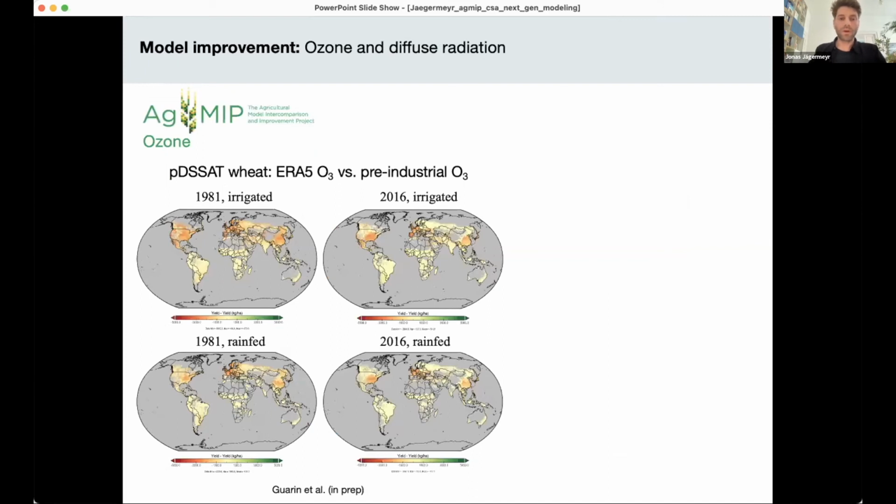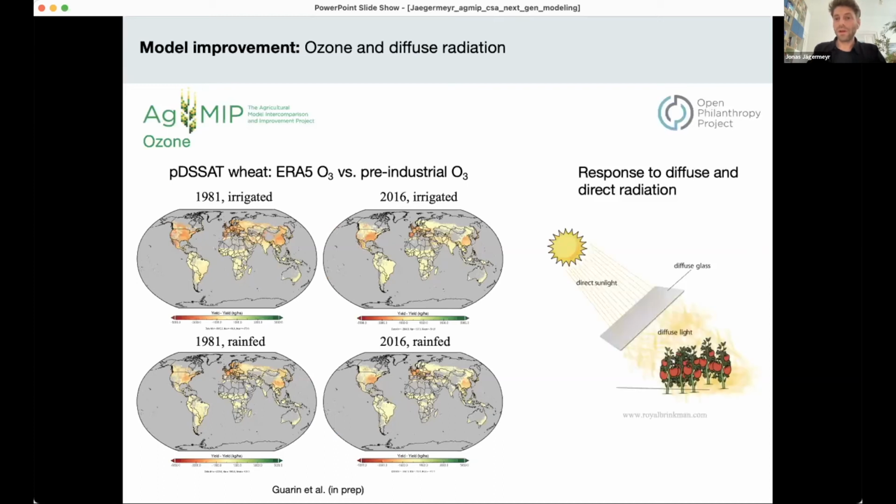Another way where we're currently improving models is, for example, the response to atmospheric ozone concentrations. We're improving the DSSAT and LPJmL models, calibrating them for several crops to evaluate ozone concentrations in the future. And we also work on the representation of direct and diffuse radiation in order to evaluate yield responses due to atmospheric geoengineering.